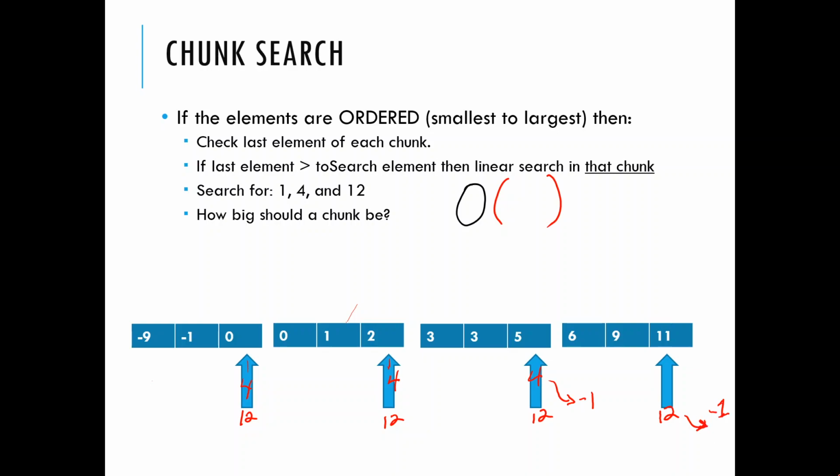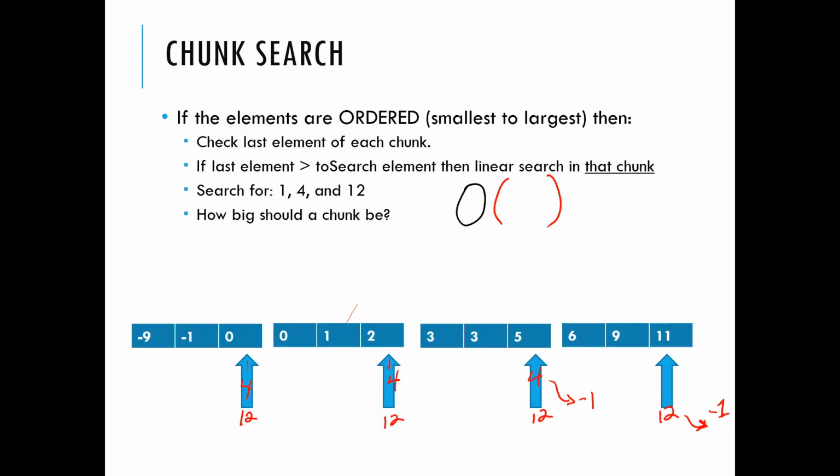So I keep on going, jumping chunk to chunk to chunk, looking to see if the value is larger than the thing I'm looking for. As long as that element I'm searching for is always larger than the last element in that chunk, I know I have to keep going. And as soon as I find it, the last element in that chunk is larger than what I'm looking for, I do a linear search through it. The question is, how big should that chunk be?